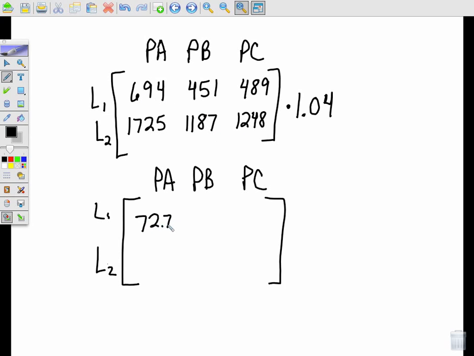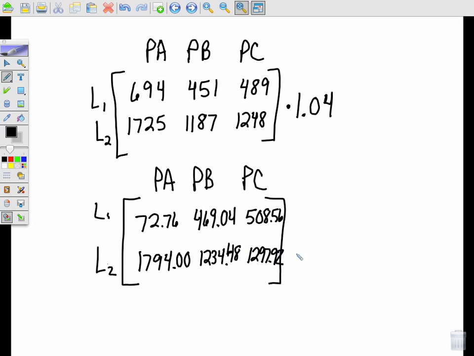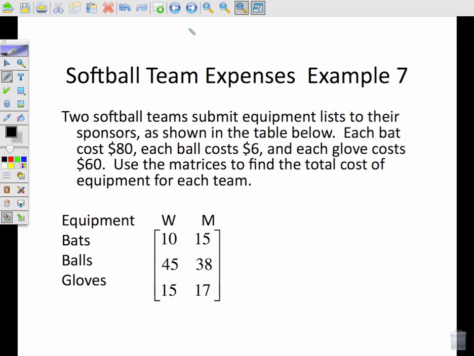And when you multiply 694 times 1.04, you get 721.76. And then again, on that second position, multiply 469.04. And the last position is 508.56. All right, in row 2, 1.04 times 1725 is 1794. And 1234.48. And finally 1297.92. So this is the result of our problem.